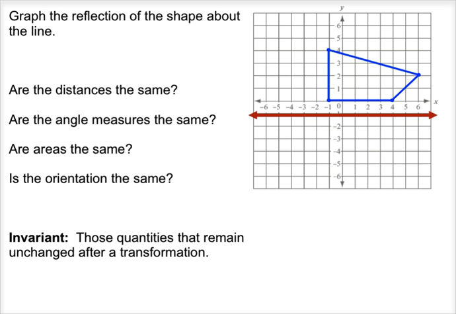Graph the reflection of the shape about the line. So over to the right, let's give some labels. Let's call this A, B, C, and D. And if I want to do the reflection, I'm really counting how far away from the line I am. So if I look at point A, I'm 5 above the line, so I should go 5 below the line to find A prime.